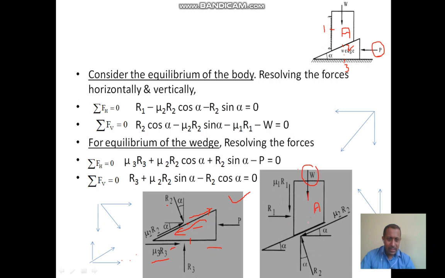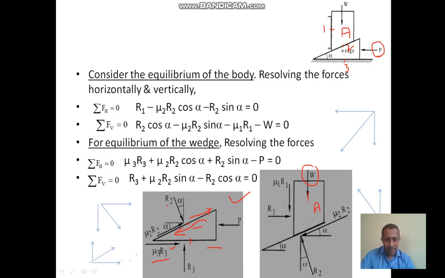So a weight W will act vertically downwards. Then the reactions R1 and R2. R1 is perpendicular to the contact surface, that is, it will act horizontally on the body, since the contact surface is vertical. The other one, R2, will act towards the center of the selected body, that is our body A, and perpendicular to the contact surface, just opposite to the previous one.